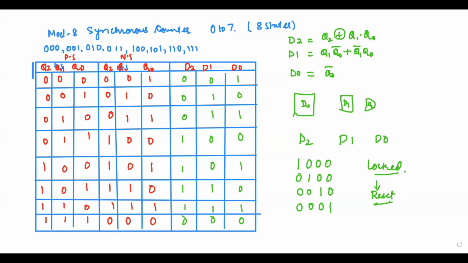Then there is one more kind of counter, called the Johnson counter, besides the ring counter. That will be discussed in some other video. Right now, what we have discussed in this video is how you design a synchronous counter: present state, next state, and after that the excitation table, and from the excitation you directly plot the things.